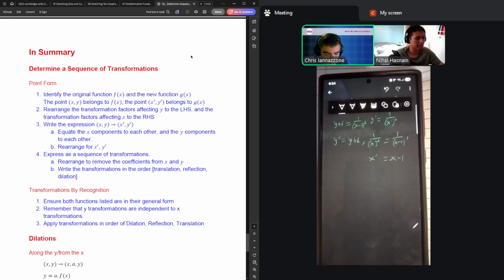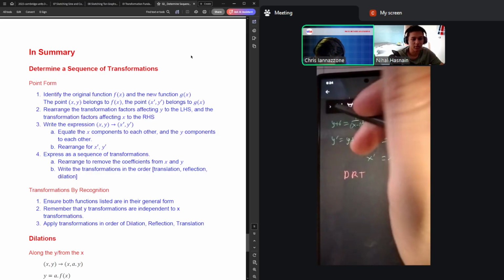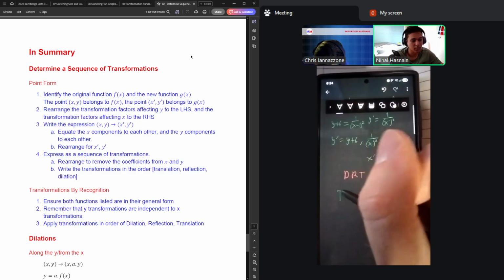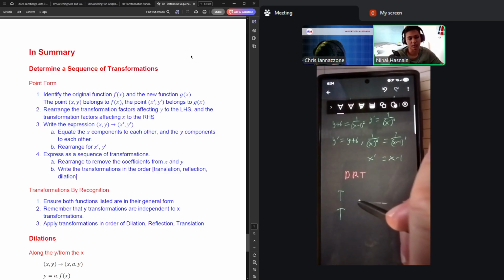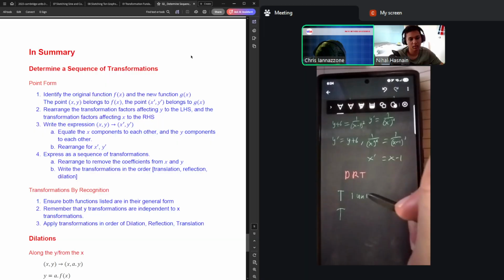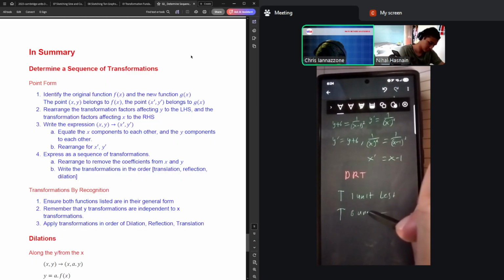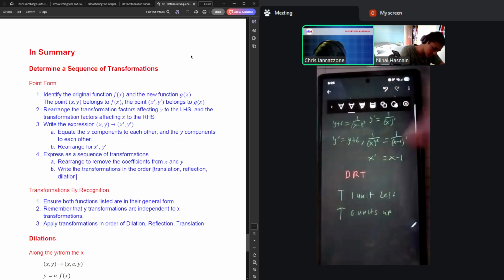We like the transformations and all that: dilation, reflection, and translation. So there are no dilations and reflections. That's correct, yeah. So the translations are 1 unit left and 6 units up. Yes, perfect. No comment, you did the whole thing.